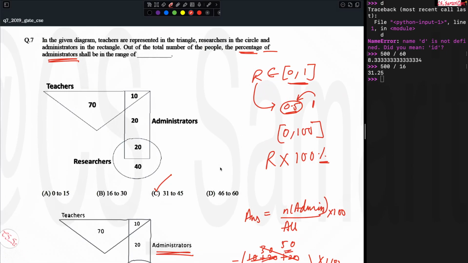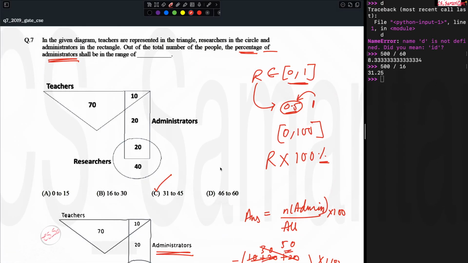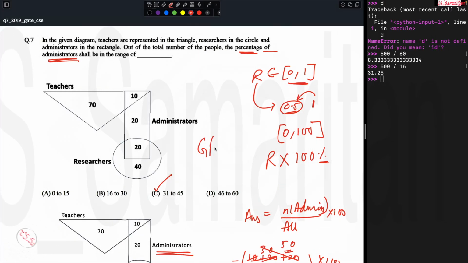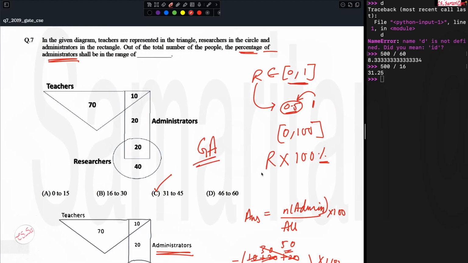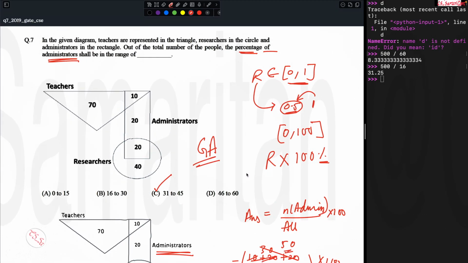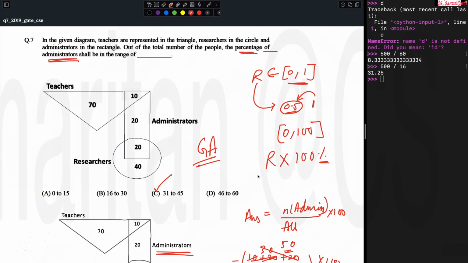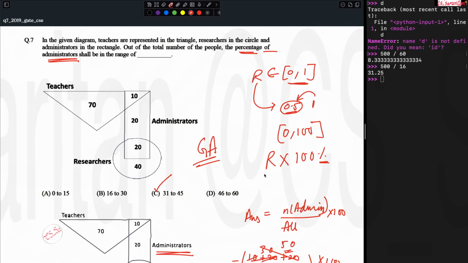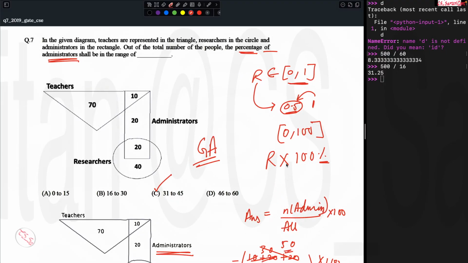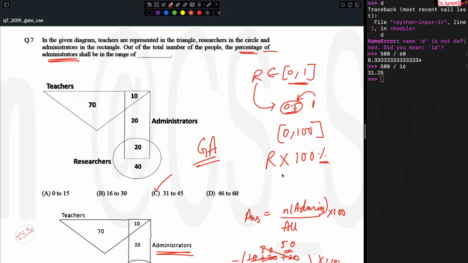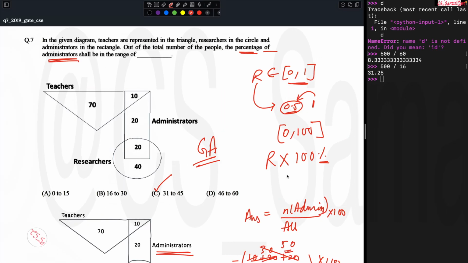The question is not that you would not be able to solve it, because general aptitude is generally very easy, but being able to solve it correctly in a small amount of time in the GATE examination is a skill that only develops if you solve questions on a regular basis. So I will suggest you do that. And with that, I will see you in the next video. Thanks for watching. I hope that you learned something.